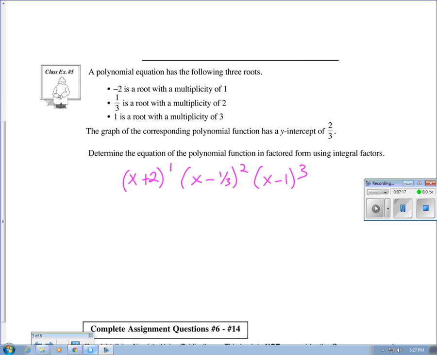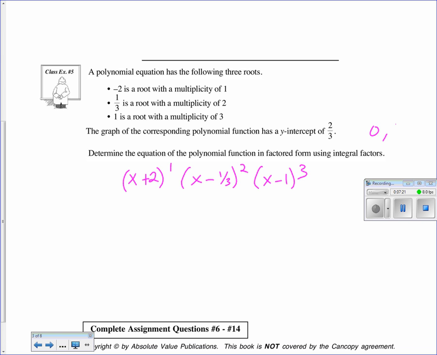Now they told me that it has a y-intercept, which gives me an xy point. When x is 0, y is 2/3. So that's going to help me discover my c value for my p at x statement. I'm not sure I want to make this look any more beautiful than it already does. I'm going to leave it as it stands and plug in 0 and 2/3 appropriately.